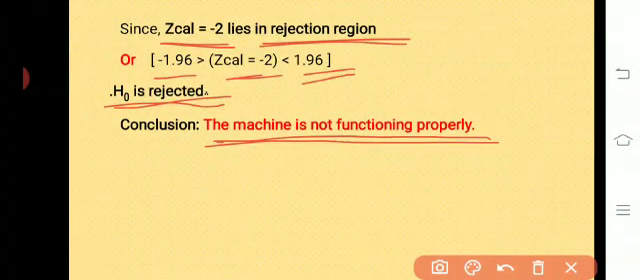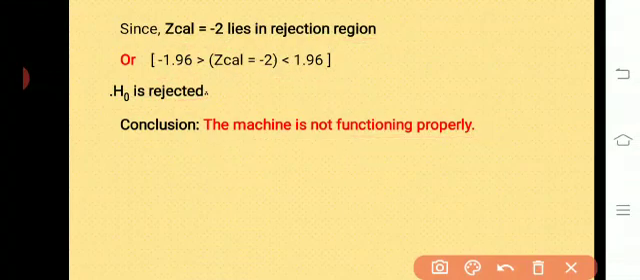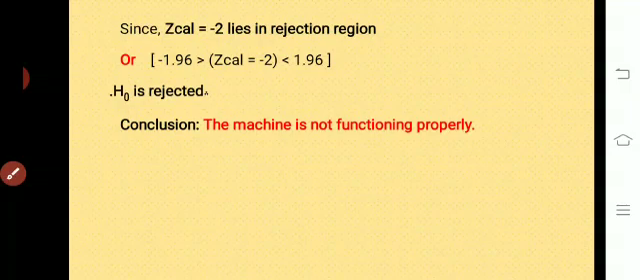So this is another example on test for population mean. In the next classes we will solve some more examples on this test for population mean.